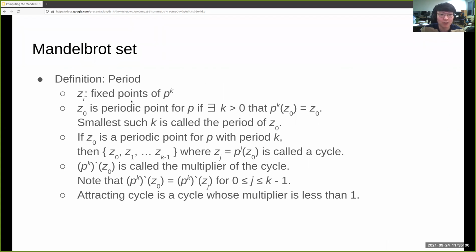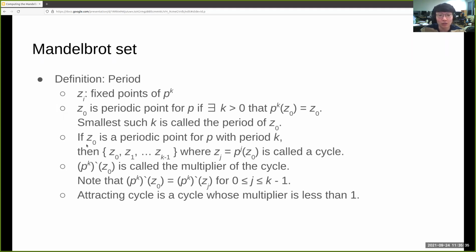First, we will define the period and the attracting cycle. Let z_i be the fixed points of p to the k. Then z0 is a periodic point for p if there is some natural number k such that p to the k of z0 equals z0. And we call k the period of z0 if that k is the smallest such number.